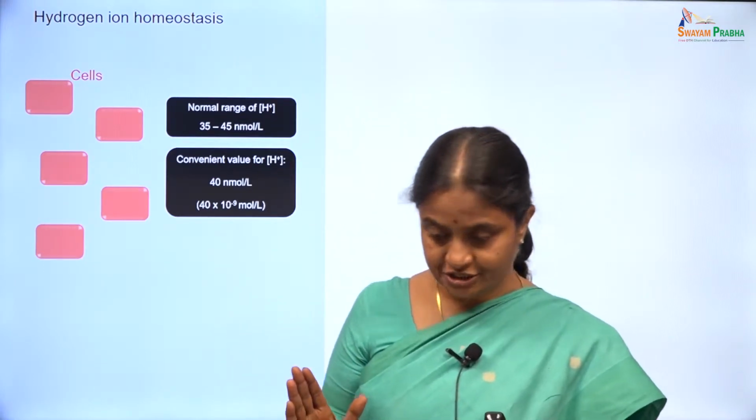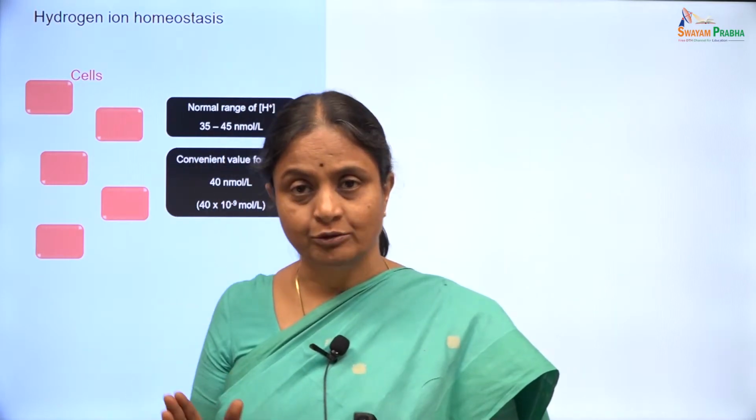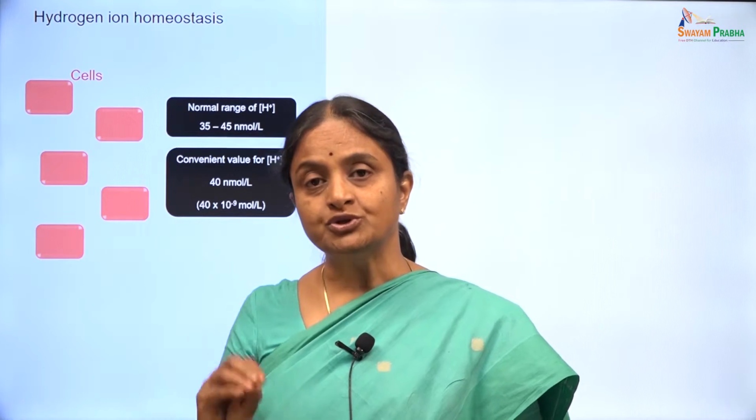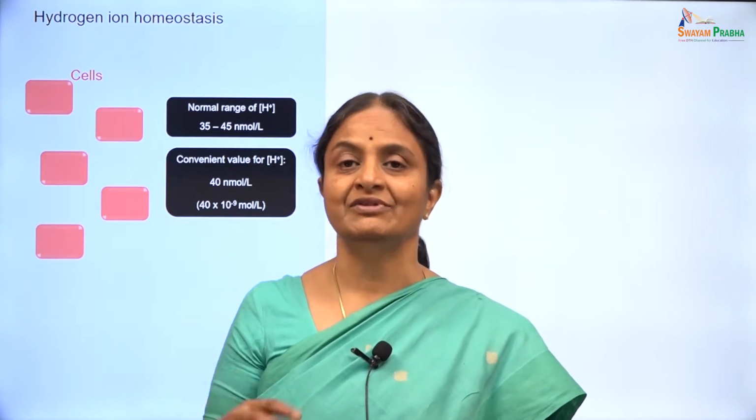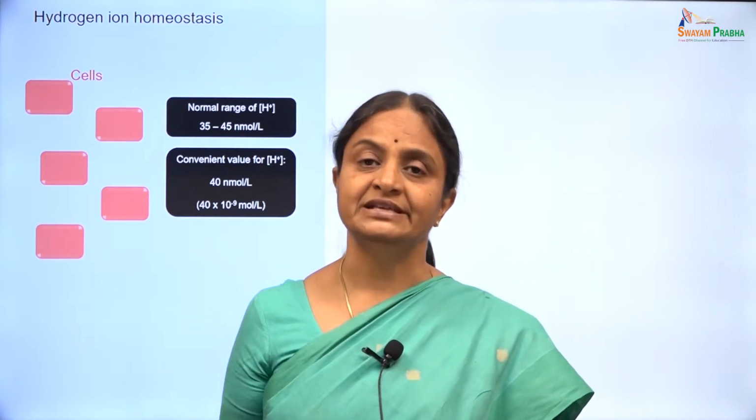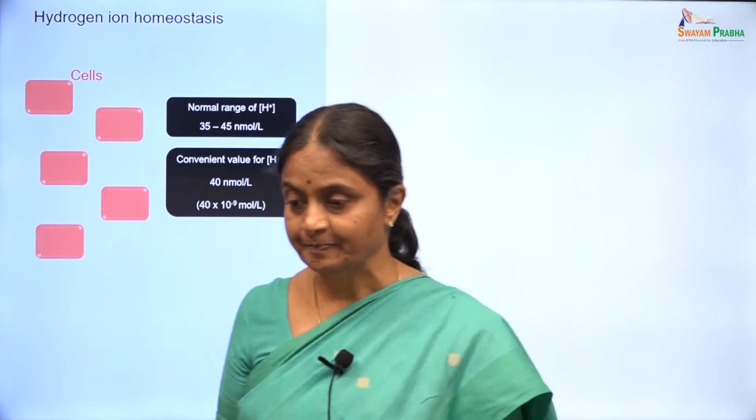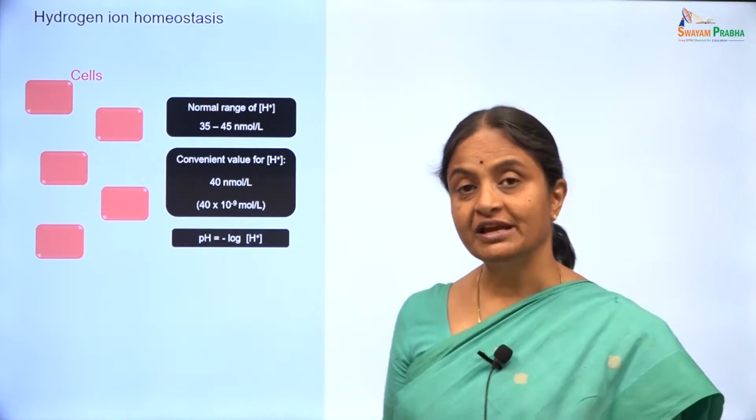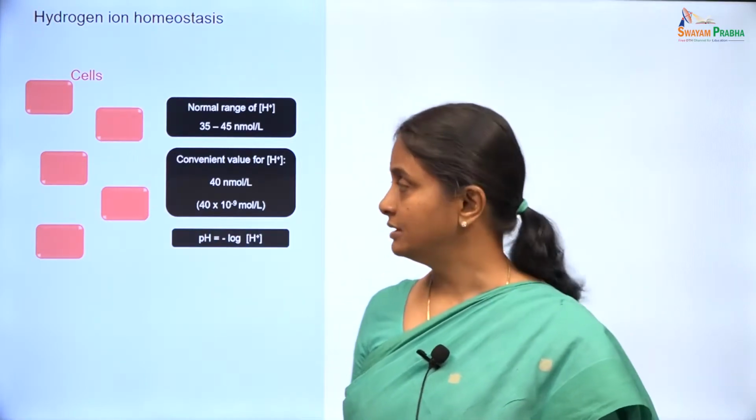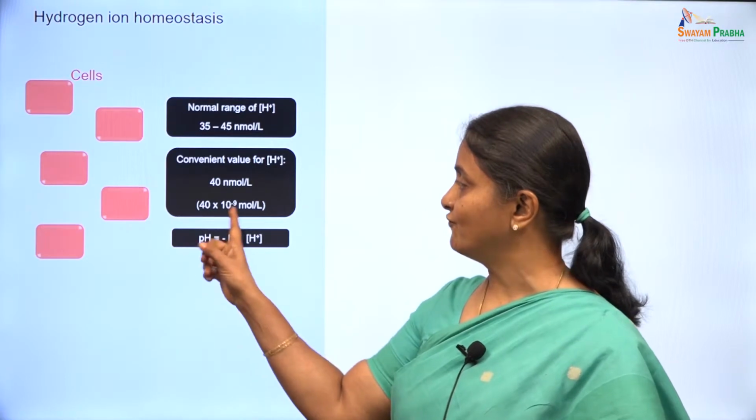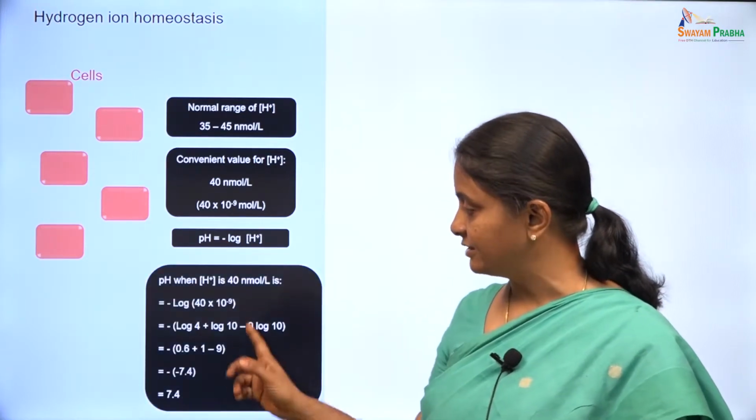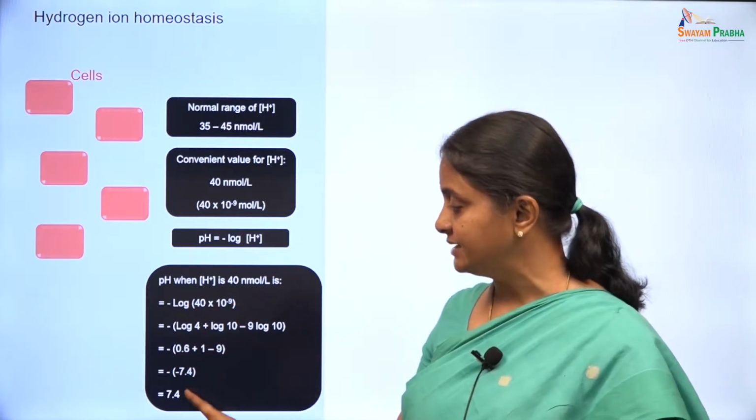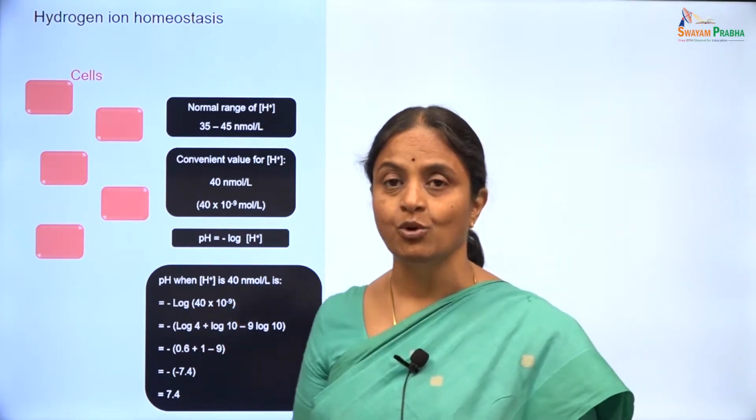Hydrogen ion concentration in plasma is 40 nanomoles or 40 nanoequivalents per liter, but we are more used to the pH notation when we refer to acid-base status of a solution. pH is the negative logarithm of the free hydrogen ion concentration in solution, and for a concentration of 40 nanomoles per liter, the calculation would be: minus log of 40 times 10 to the power minus 9, which gives you 7.4 as pH.